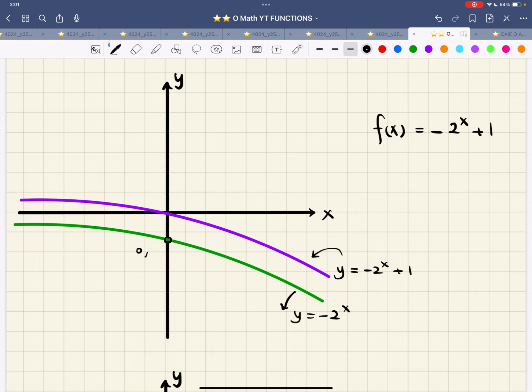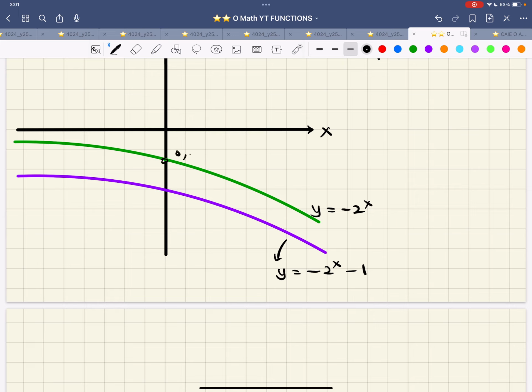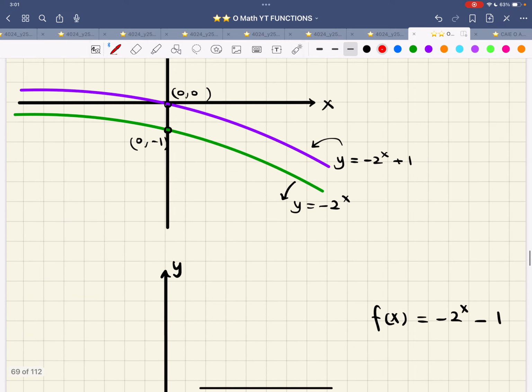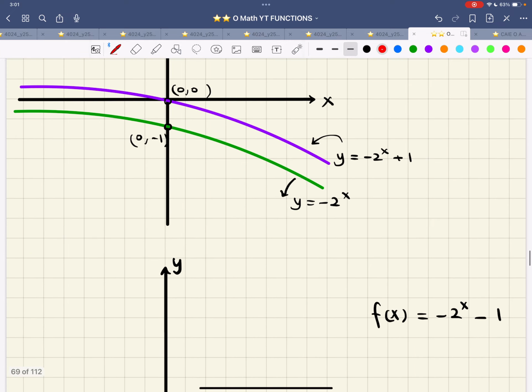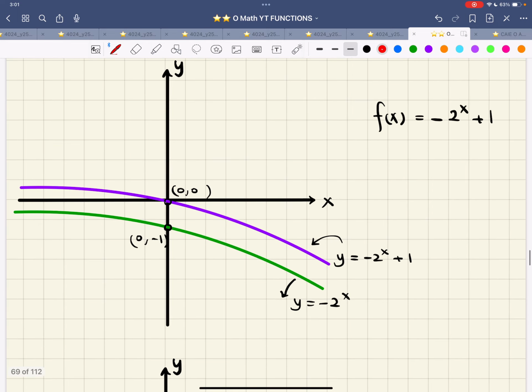This is 0, negative 1. This is 0, 0. You can write it yourself. This is 0, negative 1. And this is 0, negative 2. What about the asymptotes? Let me mark that in red. So I'm drawing the asymptote for the transformed one, which in this case is the purple one. So therefore that is over here. That is 1 unit above this thing. So y is equals to 1. So horizontal asymptote, y is equals to 1.